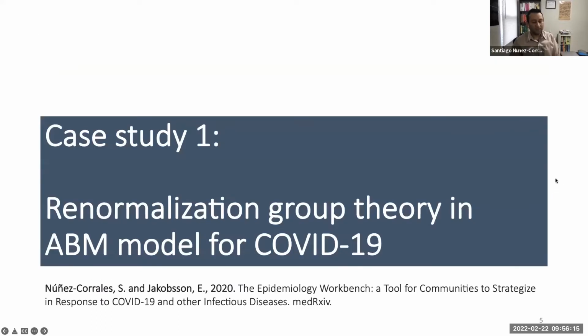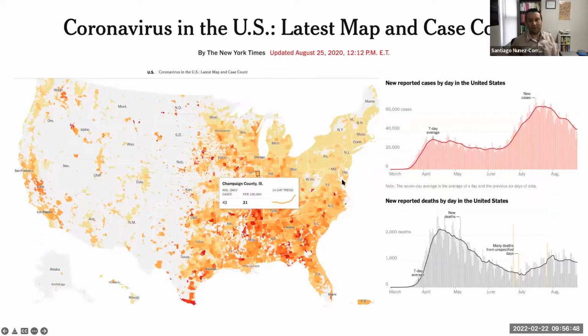The first case study is work that was performed with my late advisor, Professor Eric Jacobson, in 2020 here for the community of Urbana, Illinois. I'm going to be rather quick about it. It is about using renormalization group theory, which is a technique in statistical physics, very useful in condensed matter physics and in solid state physics, to understand how we can simplify a system while preserving some of the core properties.